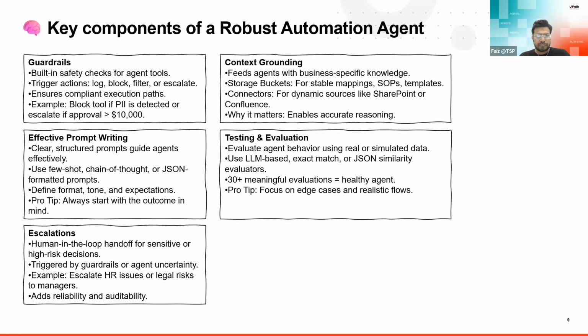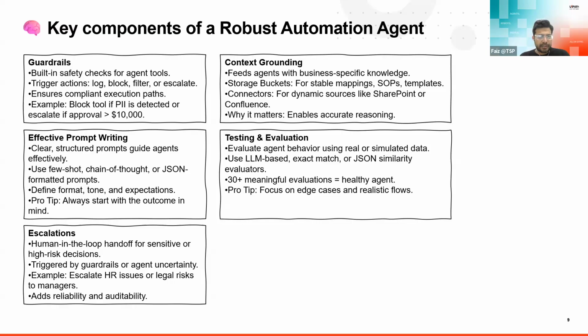There is another component called effective prompt writing. For every LLM and every AI/ML model, we know that when we write effective prompts, we can get effective answers. The same applies to UiPath agents. It is required to write proficient prompts in order to get the appropriate answer. Here are some points as well: clear, structured prompts guide the agent effectively. Use few-shot, chain-of-thought, or JSON-formatted prompts. Define formats, tones, and expectations.